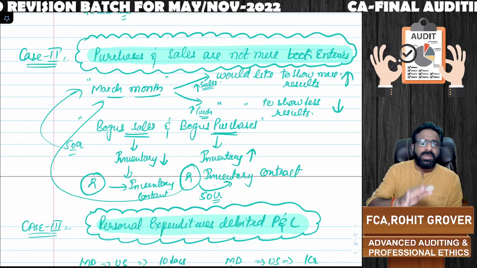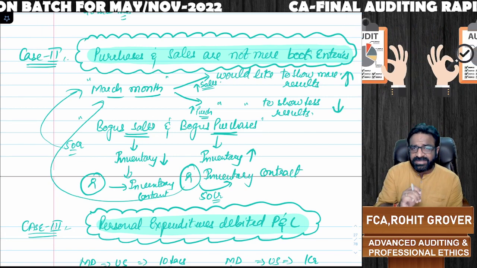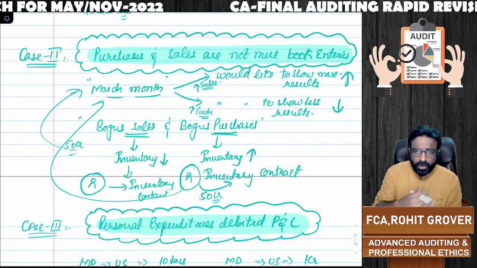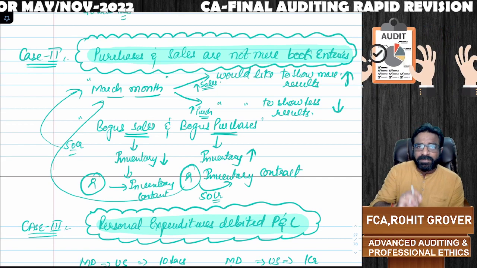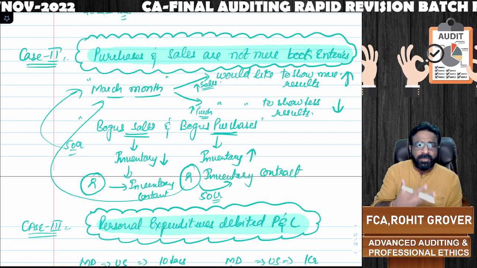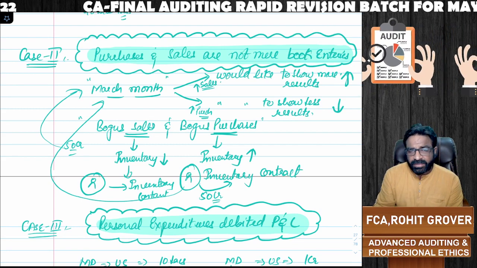So what is the duty on an auditor in this case is, he has to ensure that the sales and purchases which have taken place in the last few months of the year or throughout the year must not be mere book entries. These should not be only mere book entries. It should not be bogus sales. It should be actual sales and actual purchases. Are you getting the point or not?